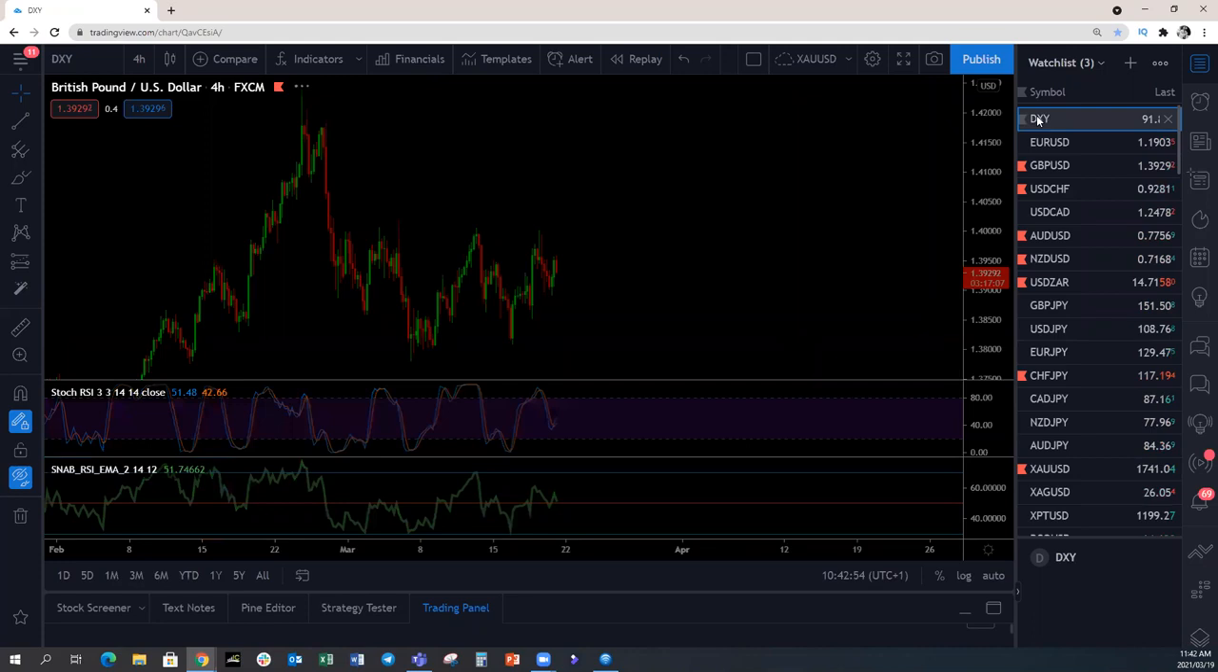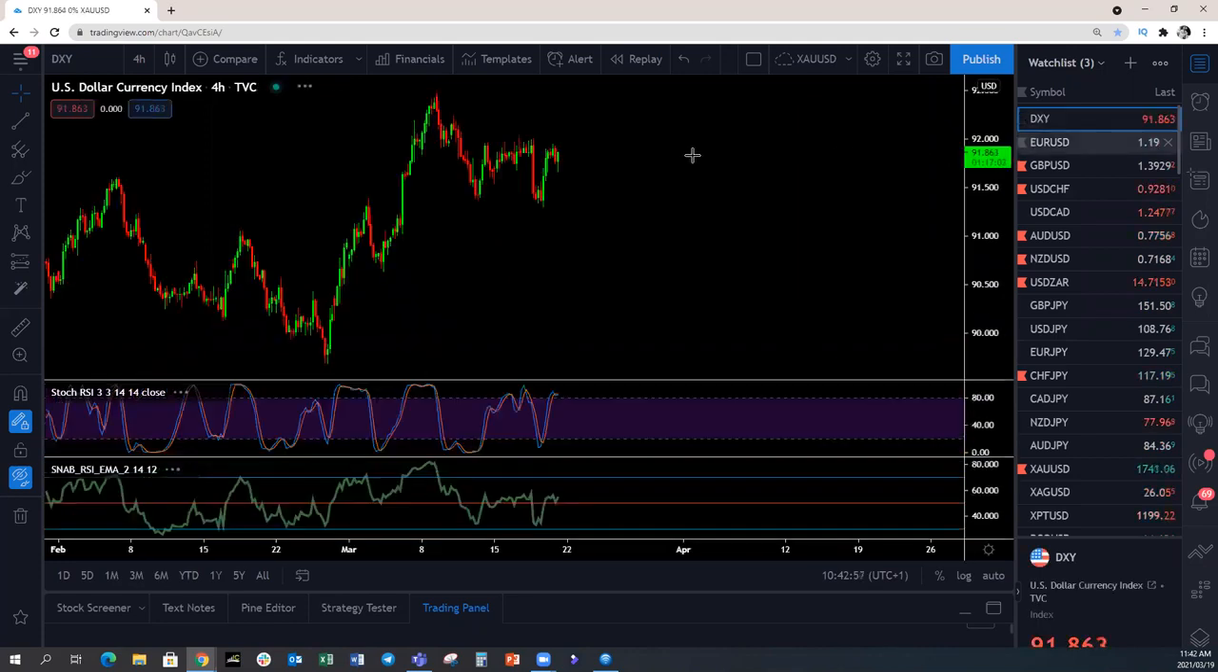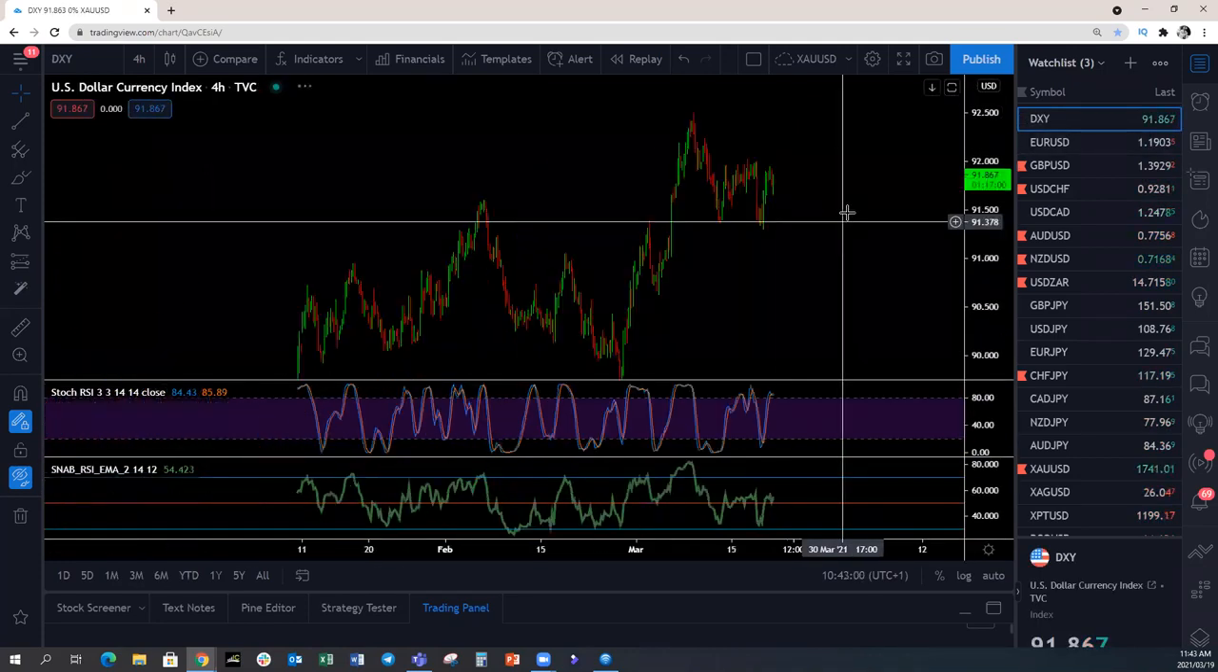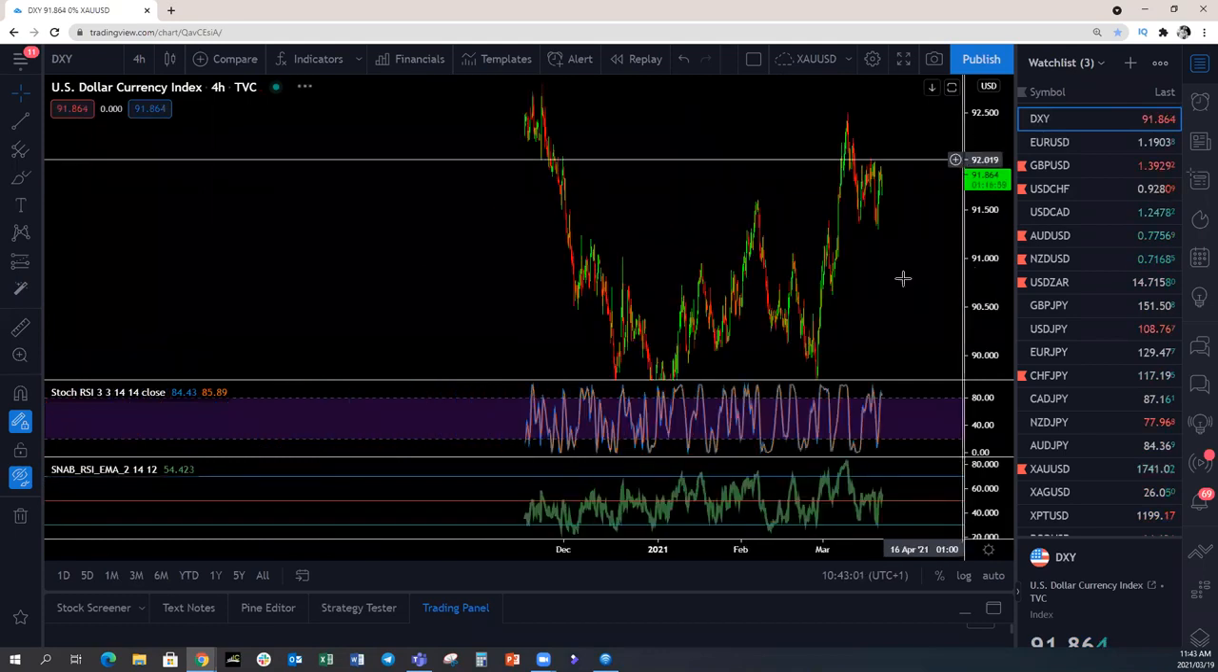Let's have a look at the DXY. Yesterday, we projected a few fib levels. Let's see what we have here.